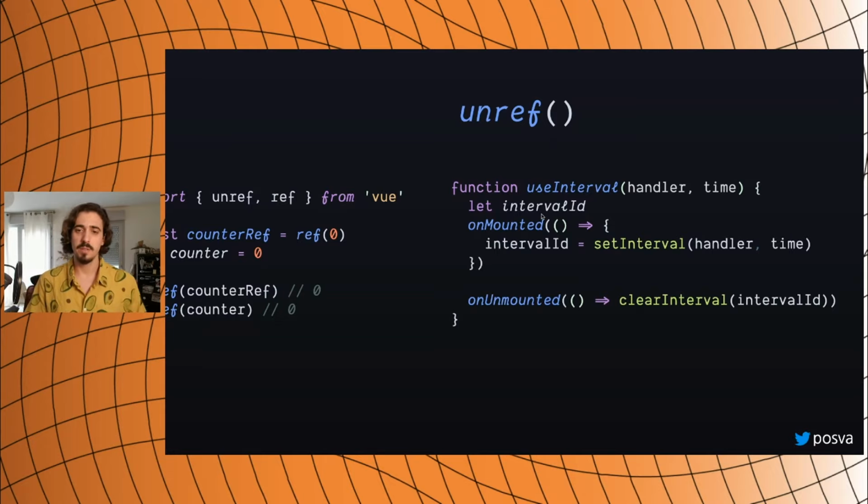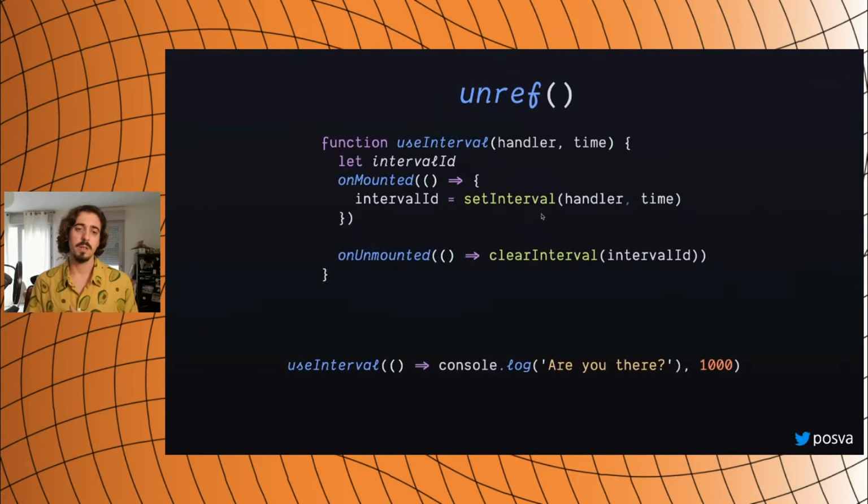So imagine we have this useInterval function that we are going to create. It allows you to set up a handler, a function that is going to run at a given interval of time, and you want to call this interval only on the client side, because remember that there is no destruction, so there is no unmounted on the server side, so you will never clear the interval and create a leak. That's why we have onMounted and onUnmounted. The way we use this is by passing the handler to useInterval. In this scenario, we're just going to log in the console, are you there? And we're going to do this every 1 second.